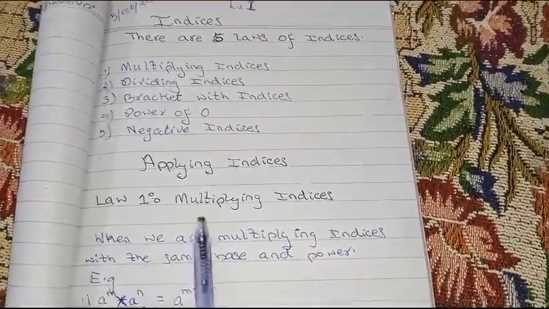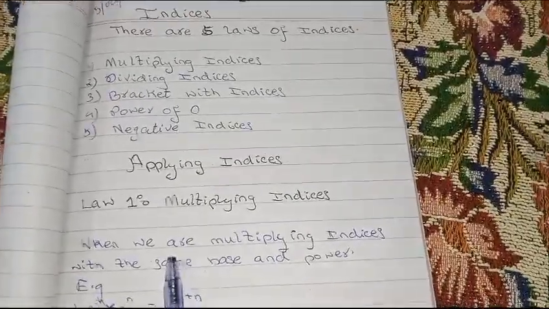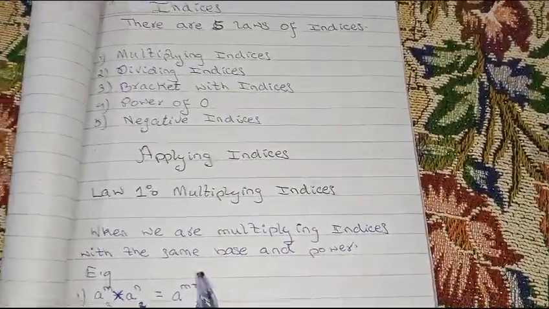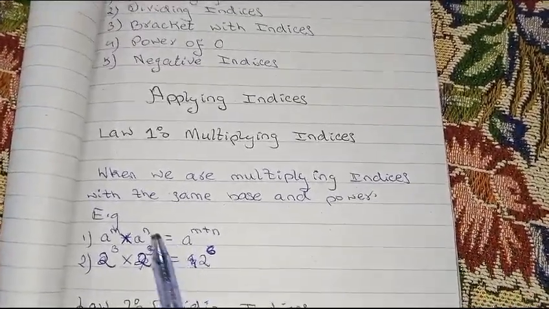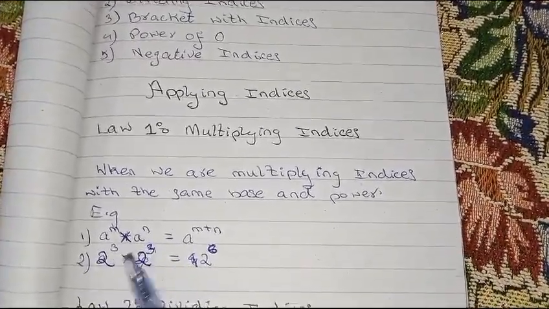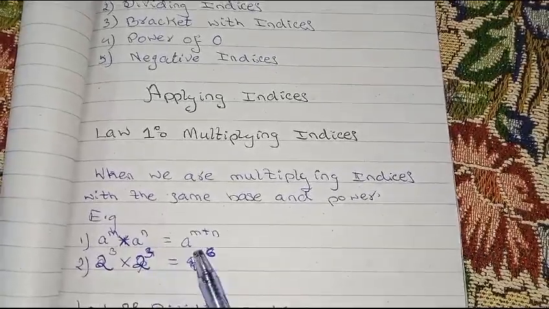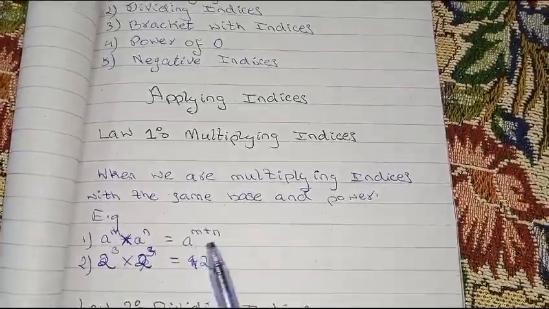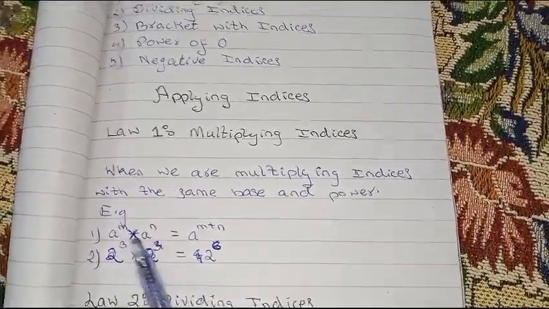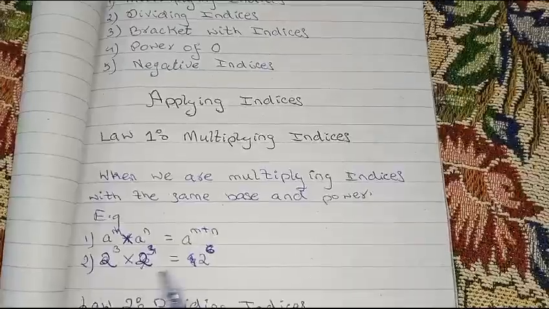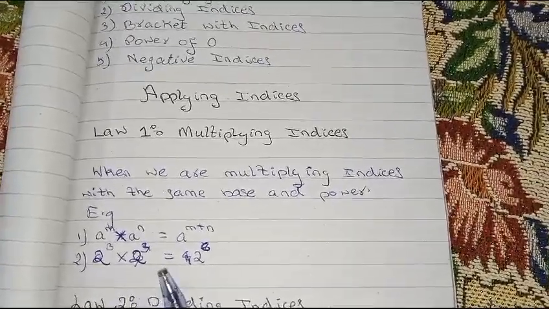So the first law is multiplying indices. When we are multiplying indices with the same base, the powers will be added, like a^m multiplied by a^n equals a^(m+n). So when bases are the same, powers will be added. The same example is also there.